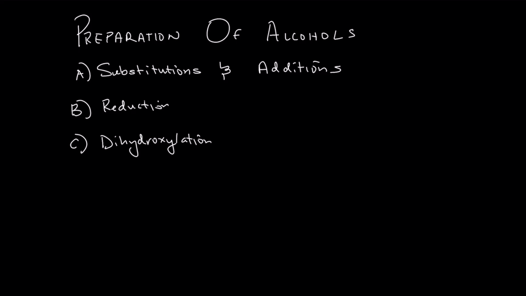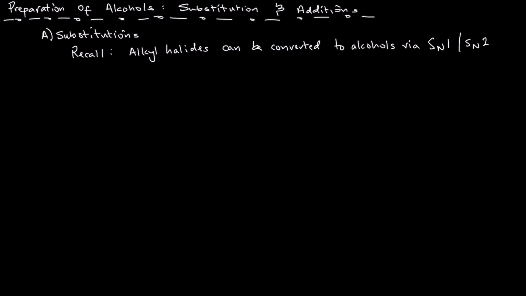Okay, so there are three main methods in which we can prepare alcohols. We can either do that through substitution and addition chemistry, we can do that through reduction chemistry, and then lastly, we can do that through dihydroxylation chemistry. So we're going to start with substitution and additions. With regards to substitution, recall that alkyl halides can be converted to alcohols via SN1 or SN2 chemistry.